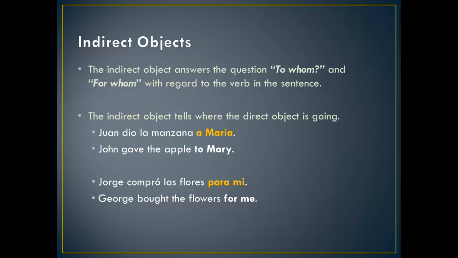Okay? Juan dio la manzana a María. So Juan gave the apple to Mary. He gave what? The apple. That's your direct object. To whom did he give the apple? Mary. Mary is your indirect object.